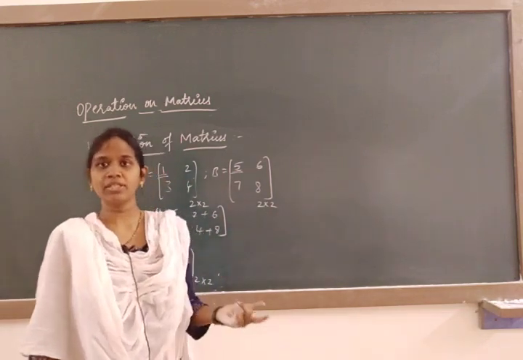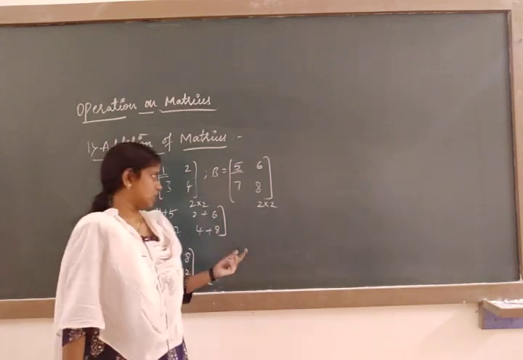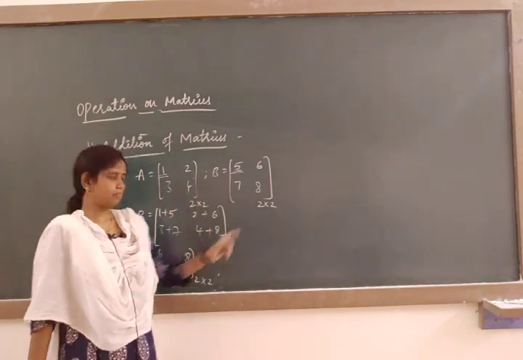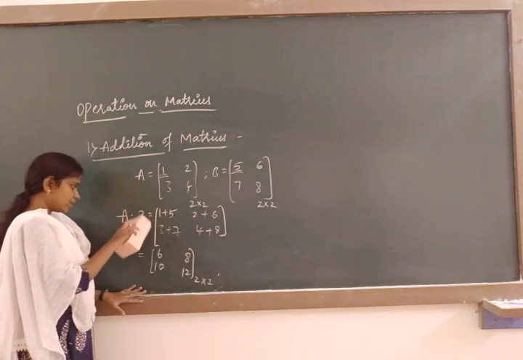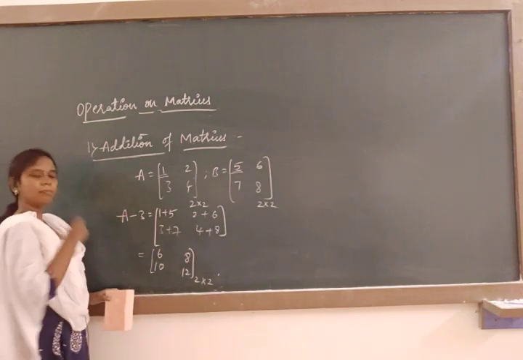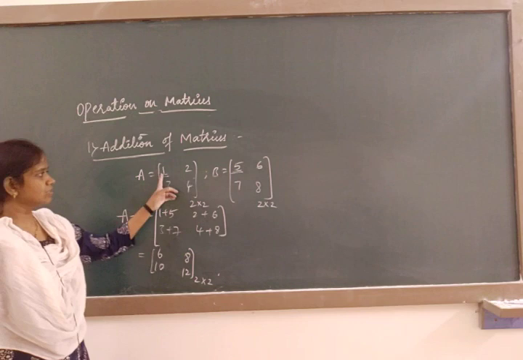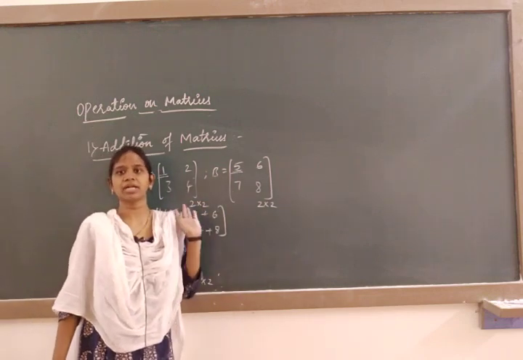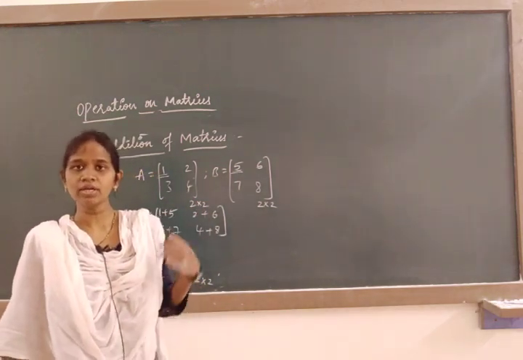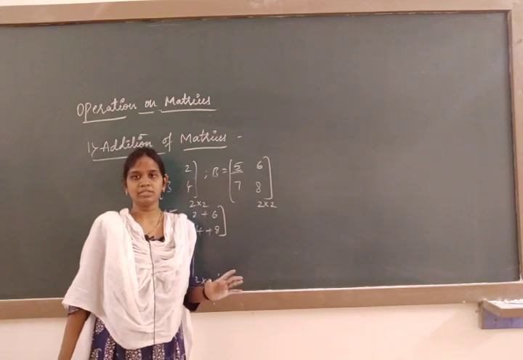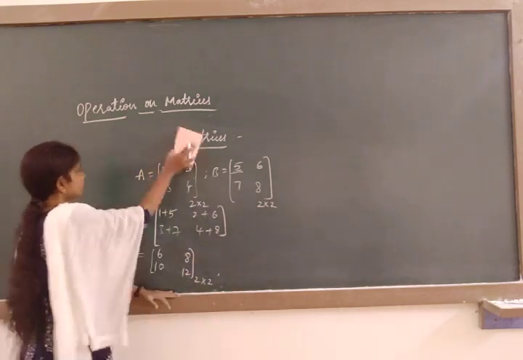The same definition will be there for subtraction. How we have taken A and B, instead of this the operation will be minus. Then it means the corresponding elements are subtracted. This is the definition of subtraction of matrices. So I will write here second operation.